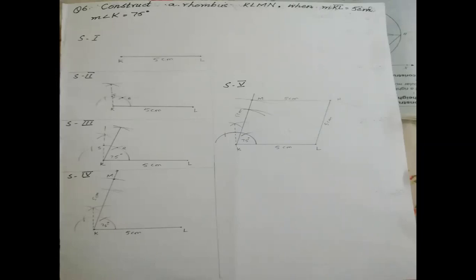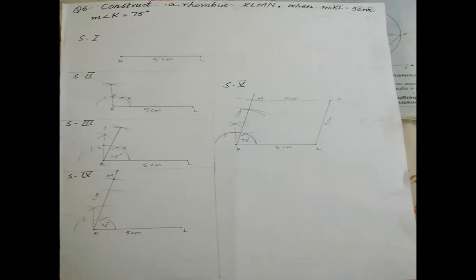Open your compass 5 centimeters. Put the compass on point K and cut the line of 75 degrees. The line and arc meet each other at point M. This is point M.